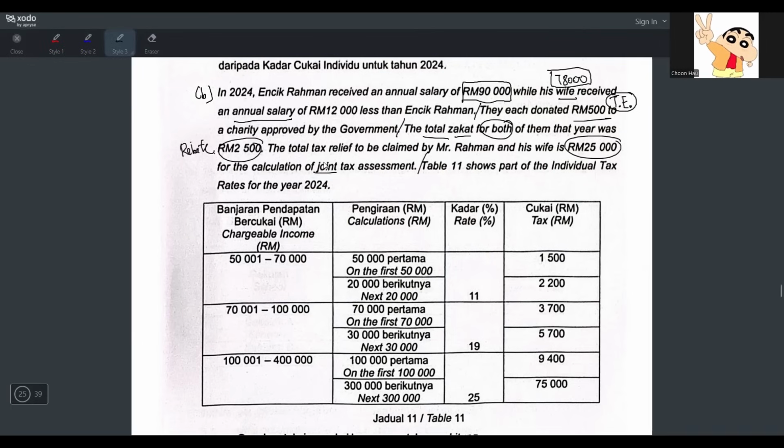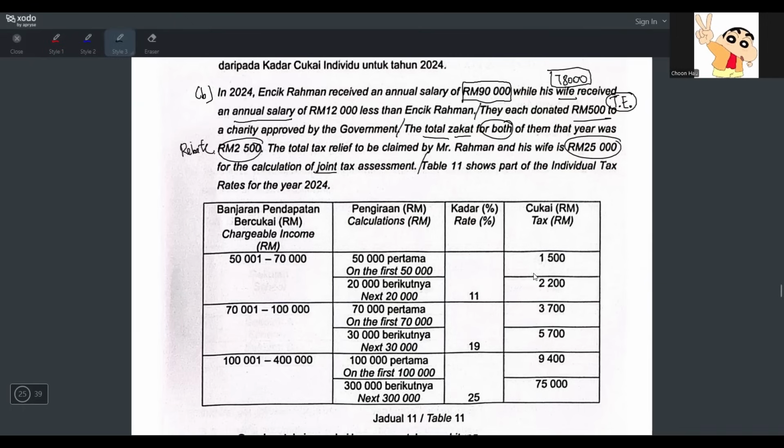This is what I mean by joint tax assessment. Taksiran cukai bersama. It's when a couple is married and you gabung all their income, all their exemption, all their relief. It means you only do one calculation for joint tax assessment. For separate tax assessment, you calculate both separately. You do 2 times the calculation. You buat 2 kali calculation, one for the husband, one for the wife. But bersama is like you gabung everything. Yeah, you combine everything. Okay, but the 25,000 is already for Rahman and wife total tax relief. So they already gabung the tax relief. This is the value.